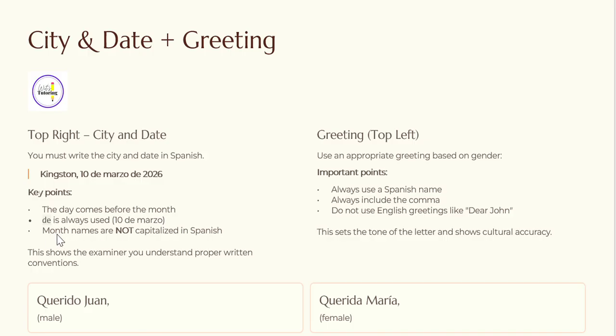And remember that you do not capitalize the name of the month in Spanish. Paying attention to this actually shows the examiner that you understand how to write in Spanish. For the greeting, use the appropriate greeting based on gender. If it's a male, you use querido, which means dear. And if it's a female, you use querida. Remember to address it to a Spanish name. You should put a comma after, and please don't use English.